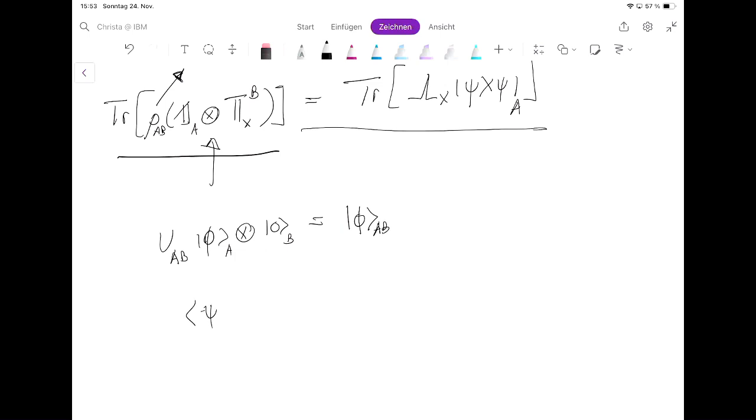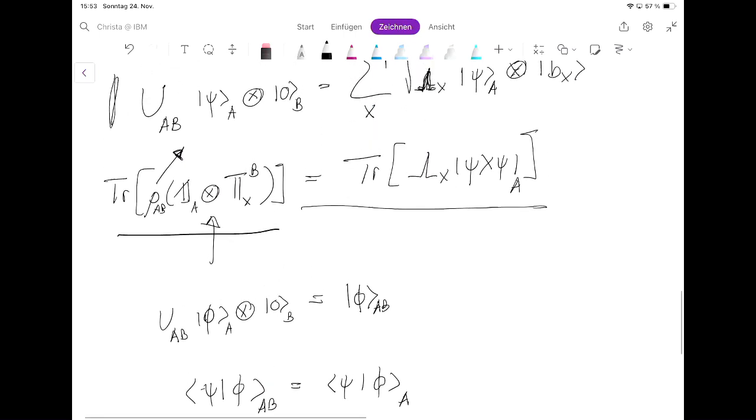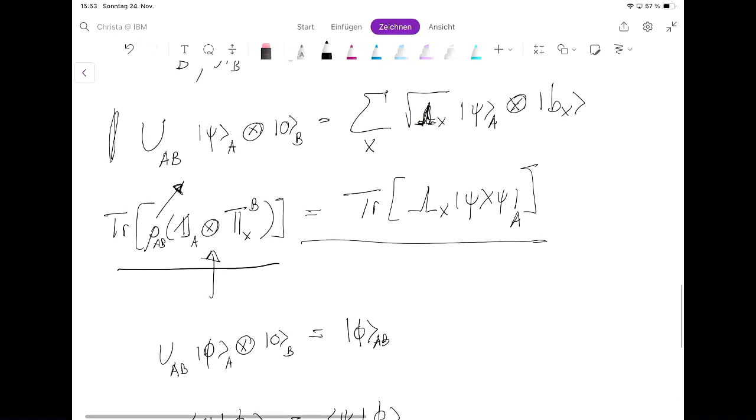Then you check that psi and phi in AB, this overlap is preserved by the unitary. So the overlap of the enlarged states on the large space is exactly equal to the overlap of the states on the smaller system. This tells you that this UAB is an isometry, and you can always complete that to a unitary, since we only actually used one reference state here at the beginning for the definition. So the action of this unitary is not completely fixed by this equation, so we can always complete it to a unitary.